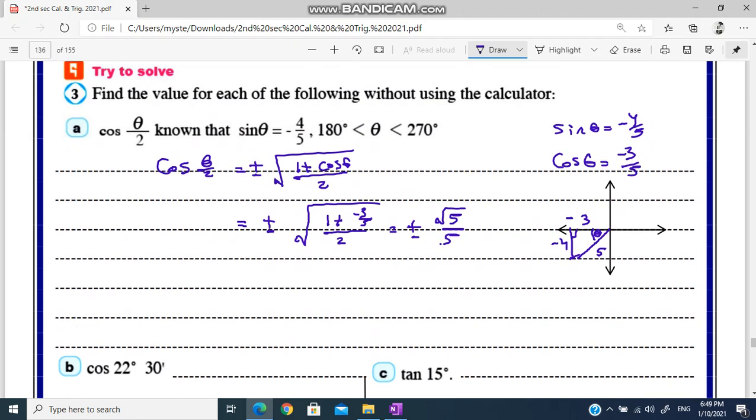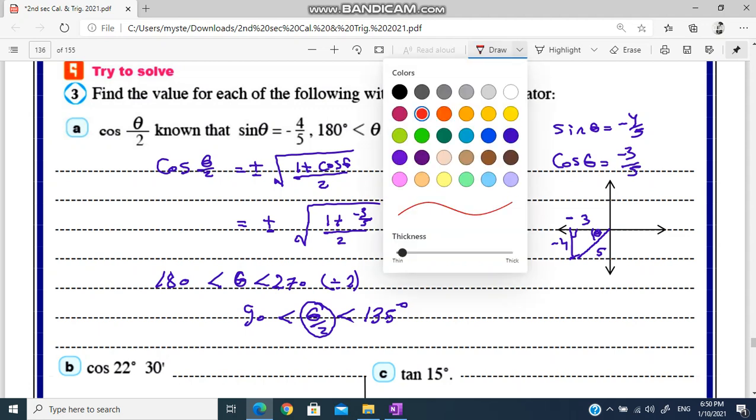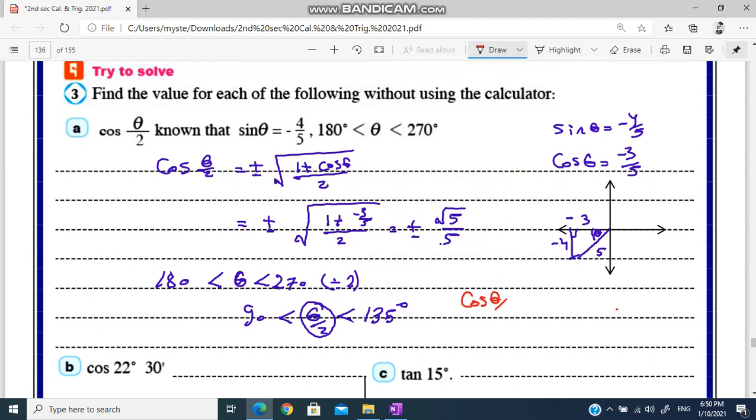And theta over 2 lies where? 180 is less than theta, which is less than 270. Divide by 2 on both sides: 90 is less than theta over 2, which is less than 135. So theta over 2 is between 90 and 135, so it is in the second quadrant. So you will find that cosine theta over 2 equals negative root 5 over 5, and the positive will be refused.